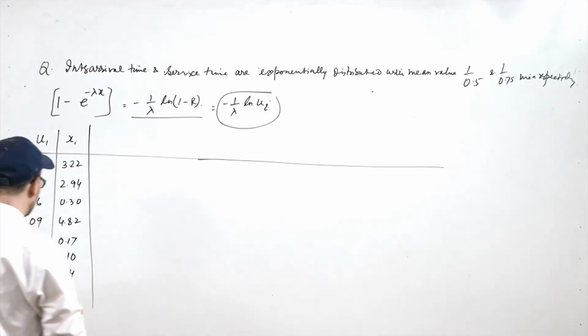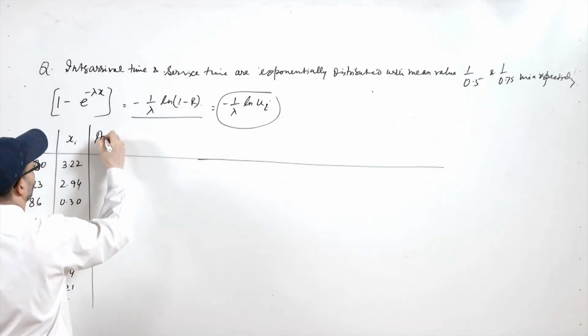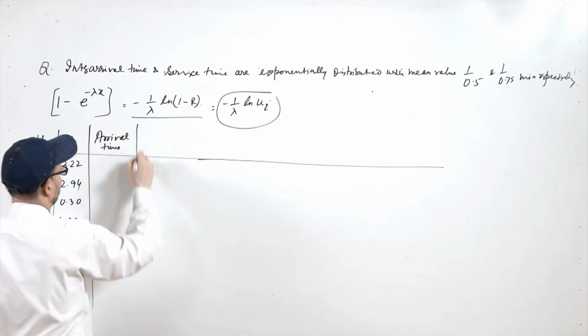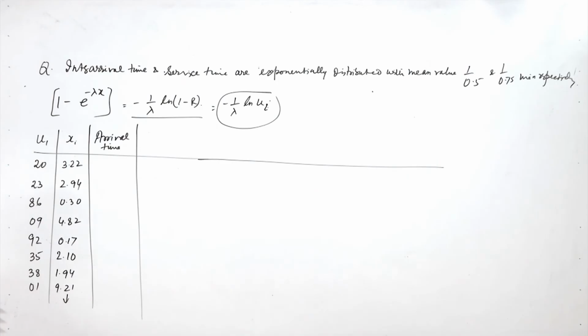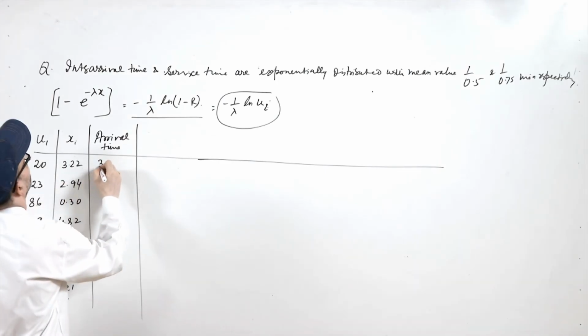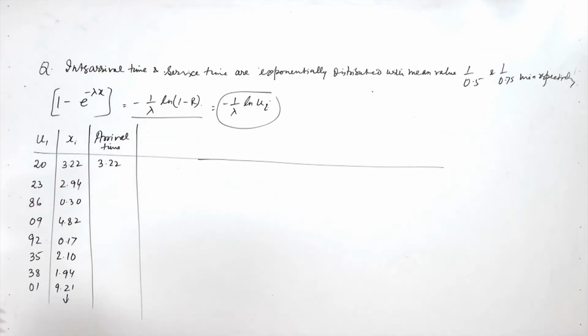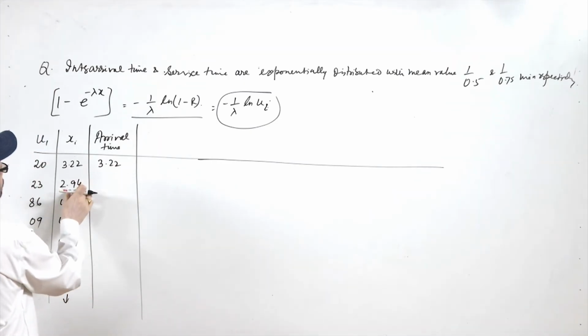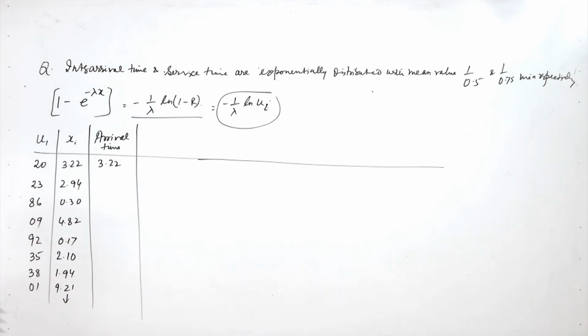Once you know the inter-arrival time, you can find the arrival time. As you see, this customer comes at suppose 3.22, because he is the first one. The next will be from 3.22 plus 2.94.